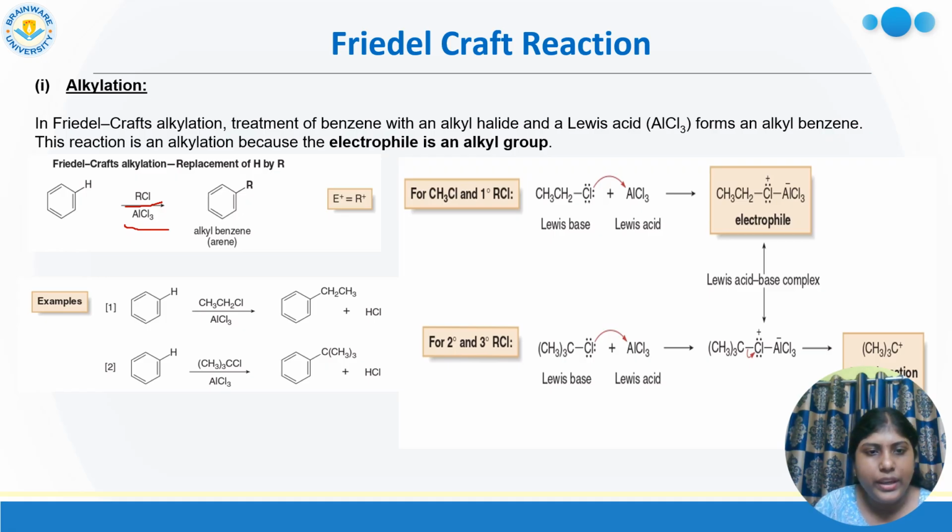Here are some more examples. Benzene to ethylbenzene. This Lewis acid, aluminium chloride, is very important here because this aluminium chloride will form AlCl4 minus, and this part is our electrophile, C(CH3)3 plus. So the positive charge on the carbon atom, this is the electron deficient species, so it is our electrophile. To form the electrophile, this Lewis acid is very important.